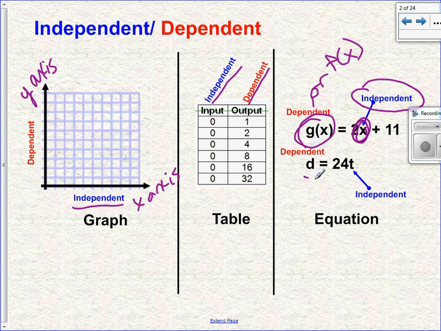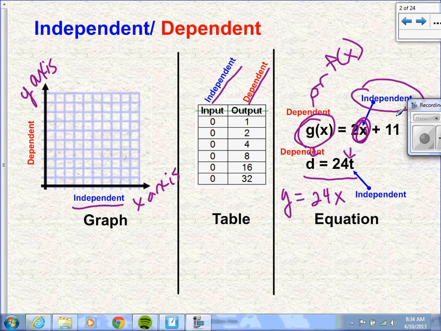Here's another example of an equation not necessarily written in the form of y equals mx plus b. Sometimes you can have distance and time, for example. Your distance is dependent on the time. Does that make sense? Yes.